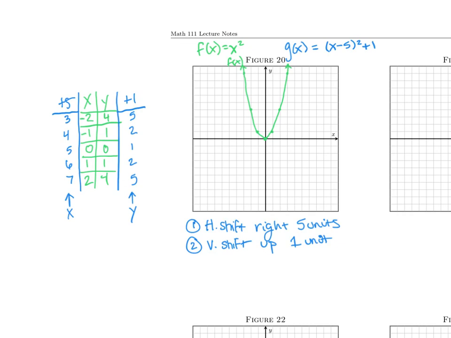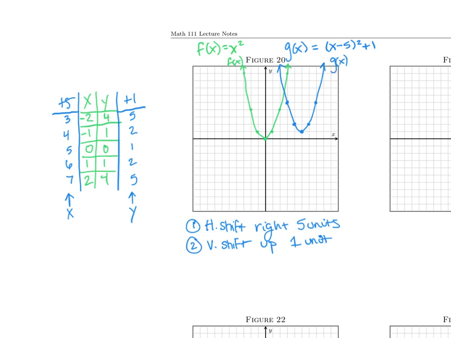So now that I've made my table, I know what all my values should be. Let's move over. So let's see, that's going to look 3, 5. That'll be right there. 4, 2, 5, 1, 6, 2, and 7, 5. So it's going to look something like that. See, again, not the cleanest drawer. And we'll label that with g of x.